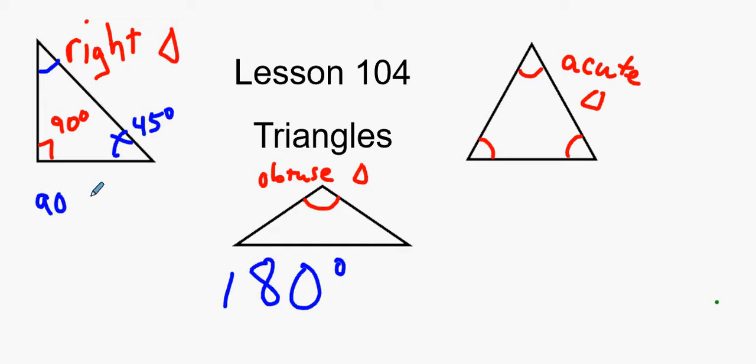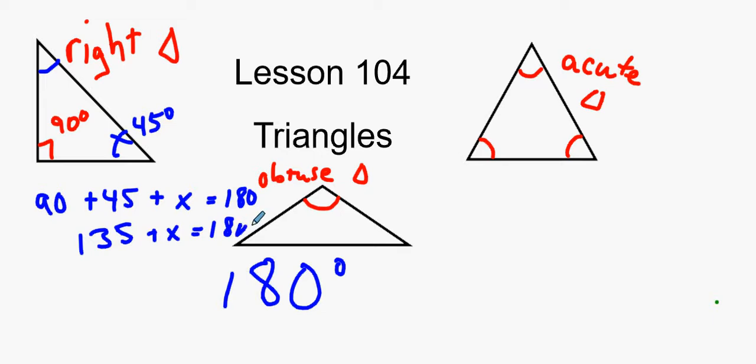90 plus 45 plus x is 180. 90 plus 45 is 135. What do I need to get to 180? I'm going to need another 45 degrees. And that's going to become a memorization thing. You're always going to recognize that if I have a 90 and a 45, the last one's always 45. Because 45 plus 45 is 90, and divide 180 by 2, and that's 90.